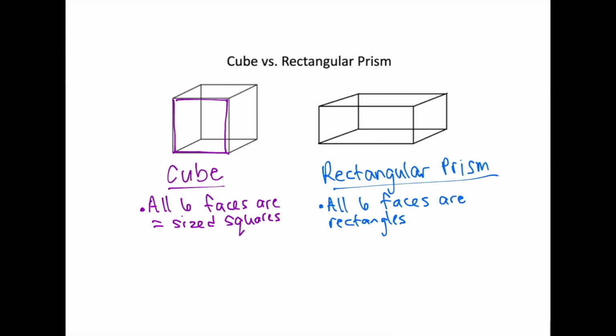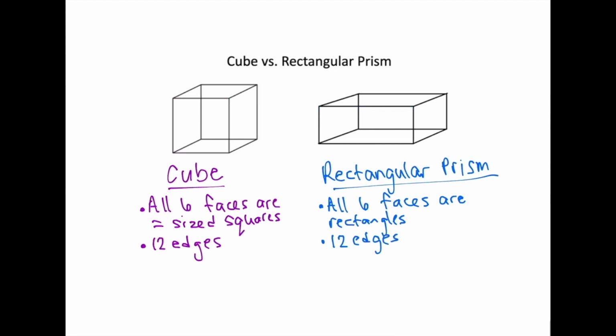Pause the video and see if you can count how many edges the cube has. If you counted 12 edges, you're correct. Now pause the video and count how many edges a rectangular prism has. If you counted 12 edges on the rectangular prism, you're correct as well.